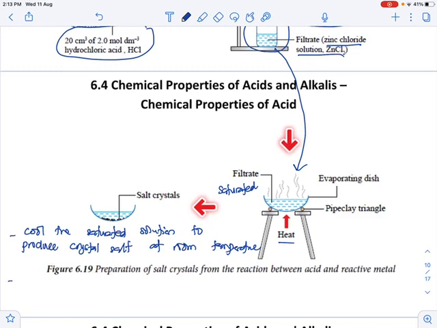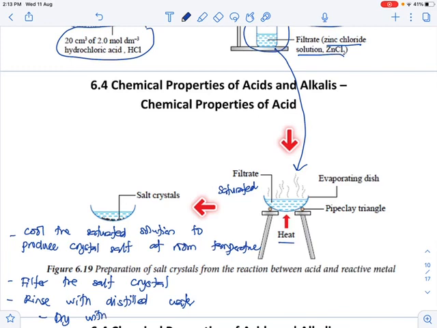Okay, then the crystal is formed. Filter the salt crystal. After that, rinse with distilled water, and lastly dry with 2 pieces of filter paper.